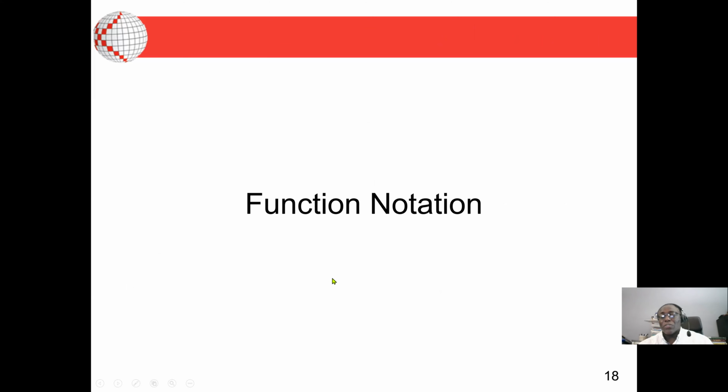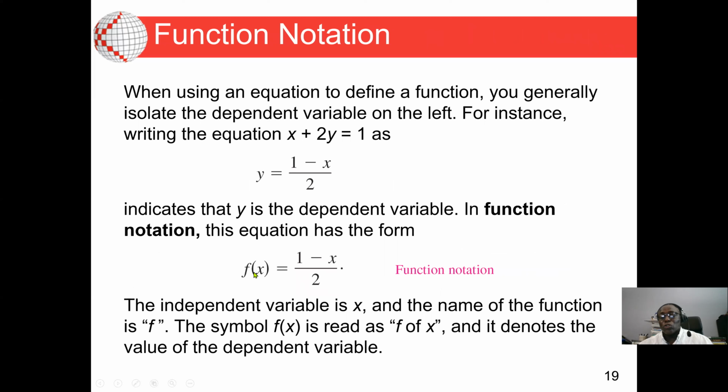The next section is function notation. Here we're going to use f(x) as our function notation. For example, I have an equation y equals 1 minus x over 2. We normally write the y as f(x), which means at any given value of x, we are able to find y, or f(x). So f(1) will be 1 minus 1 over 2, which gives me 1 half. f(2) will be 1 minus 2 over 2. I substitute x with 2, which gives me 0.